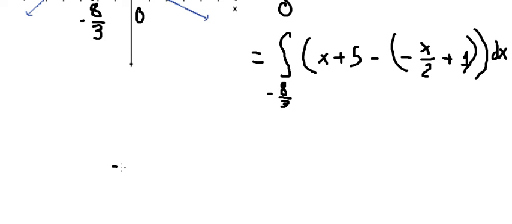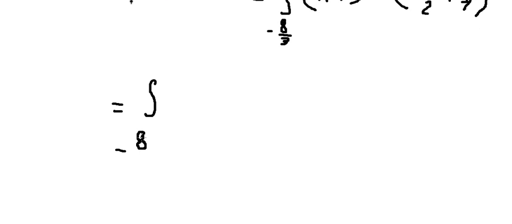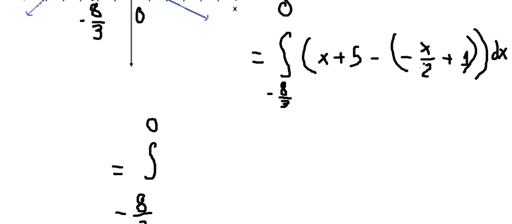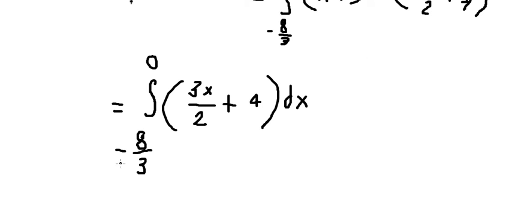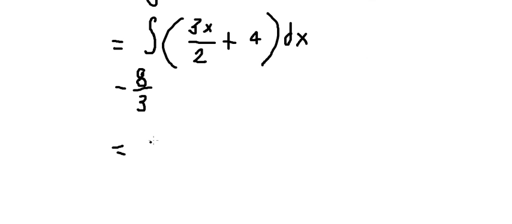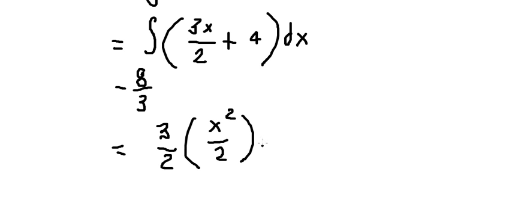Now, in this situation, we have the integration from negative 8 over 3 to number 0. So x minus negative x plus x over number 2, that is 3x over number 2. Number 5 minus number 1, we have positive number 4. So the integration of x, we have x squared over 2. Number 4, that is 4x.